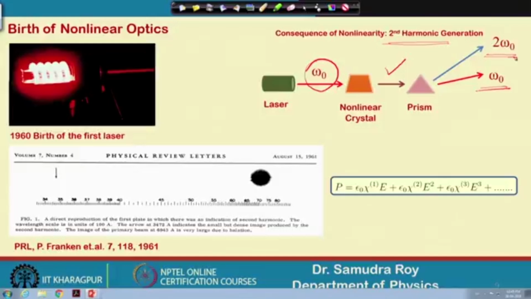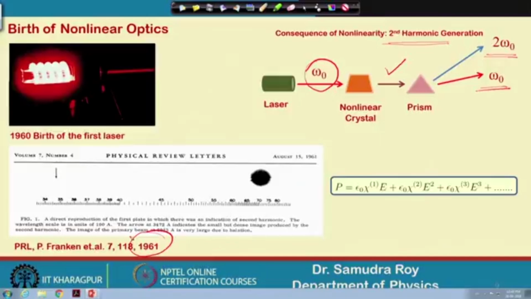This is a very fascinating phenomenon, that I am launching one particular frequency and I am getting something which is double of that. So, this is the famous paper by Franken, which was published in 1961, just 1 year after the birth of the laser. The laser was first introduced in 1960 and the paper was 1961, where they have shown the generation of second harmonic.